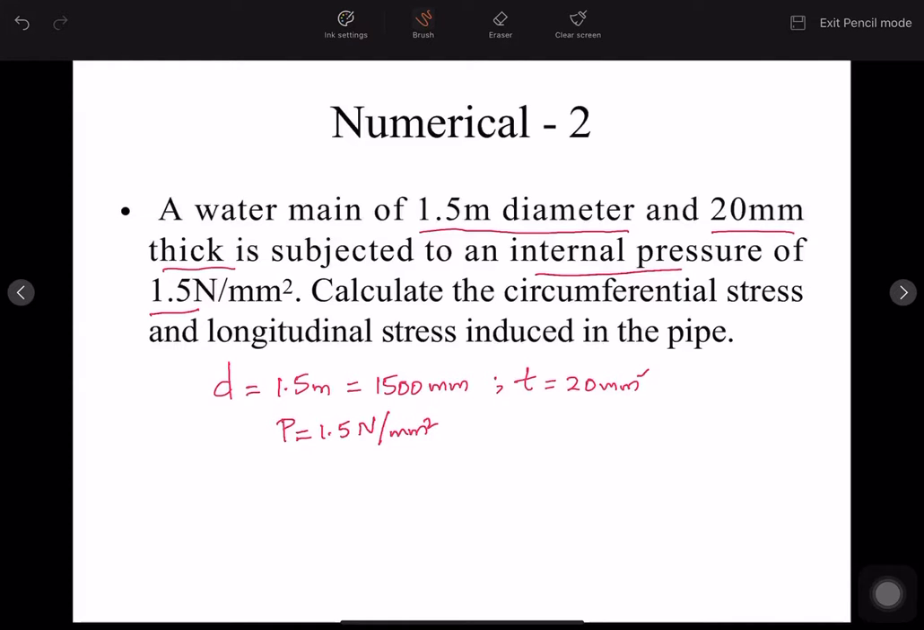So in the same manner as the previous question, we need to calculate the circumferential stress. In some cases they may ask to calculate the hoop stress. So just a terminology difference, as circumferential and hoop stress both are one and the same. So you should not get confused with this. Induced in the pipe. So we need to calculate sigma h or f h and sigma L or f L.